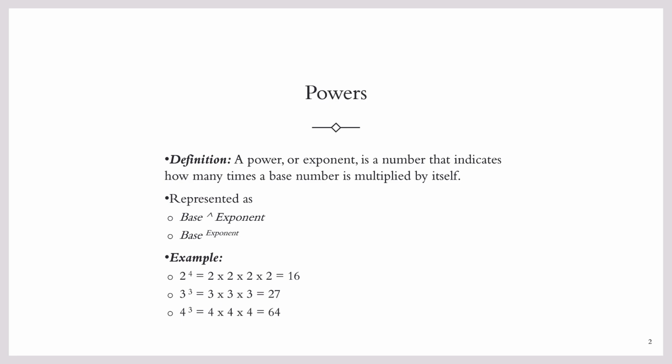Similarly, 3 to the power 3, also read as 3 cube, is 3 multiplied by itself 3 times. It is 3 times 3 times 3, that is 27. And 4 to the power 3 means 4 cube. It also means 4 multiplied by itself 3 times, 4 times 4 times 4, and that is 64.